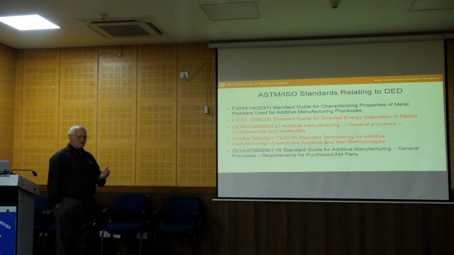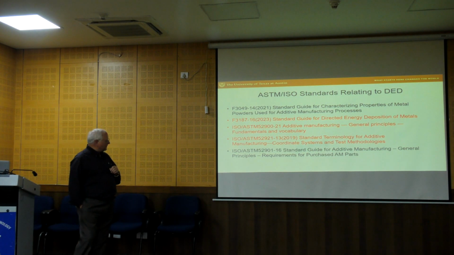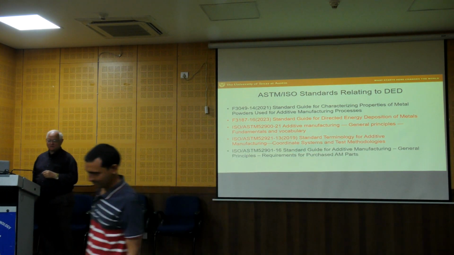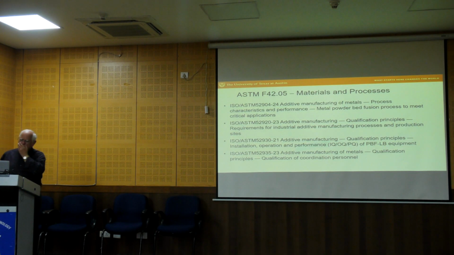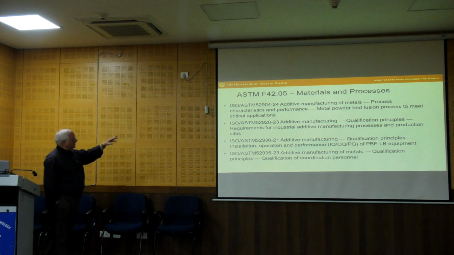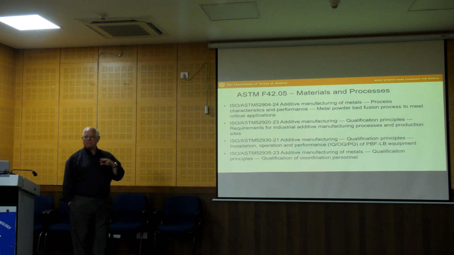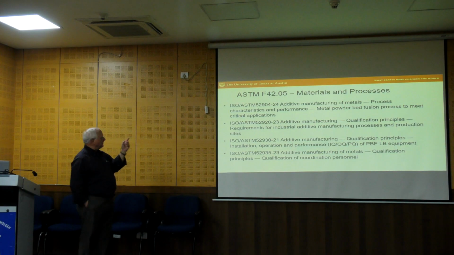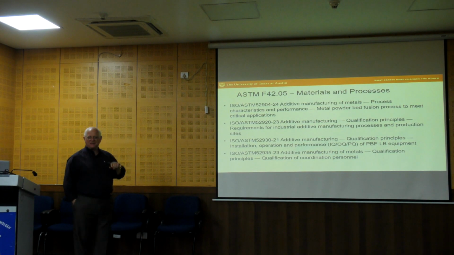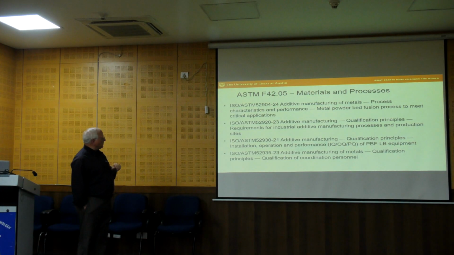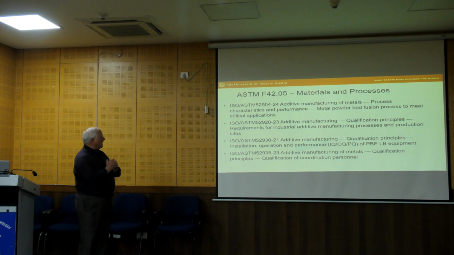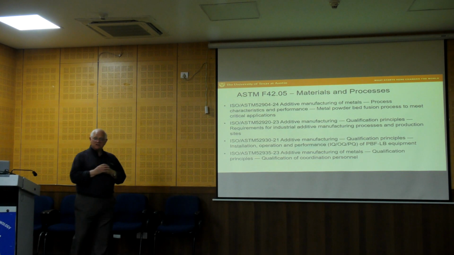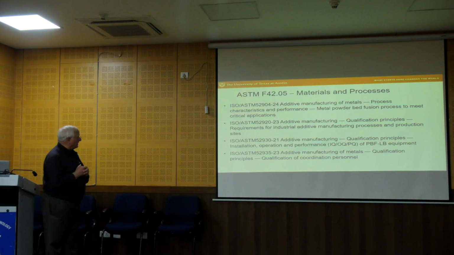And then at the bottom we have a standard guide for issues associated with requirements for purchasing additive manufacturing parts. There are some general issues here. Some of them maybe don't apply directly to directed energy deposition. For example, the first one looks like it's for powder bed, so we'll ignore that one. But 52920 again is a joint standard between ISO and ASTM on qualification principles, requirements for industrial additive manufacturing processes and production sites. So again, it's very important for commercial production.